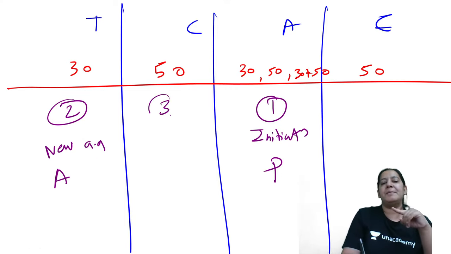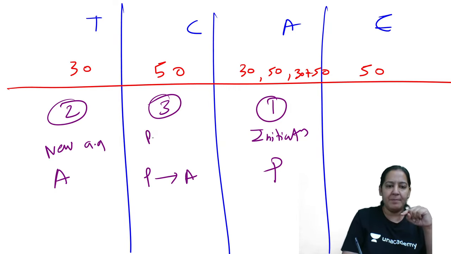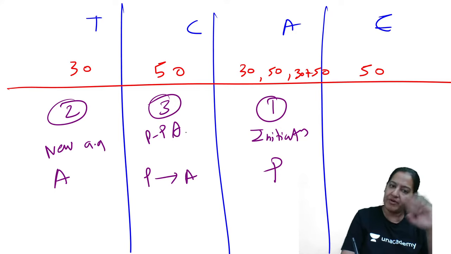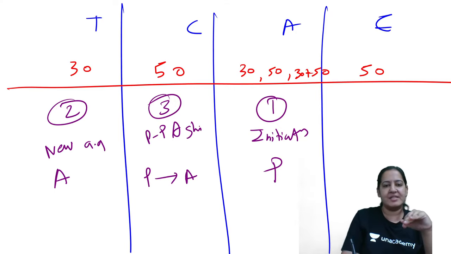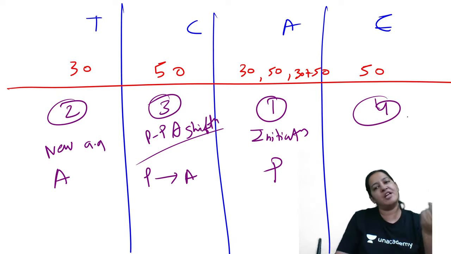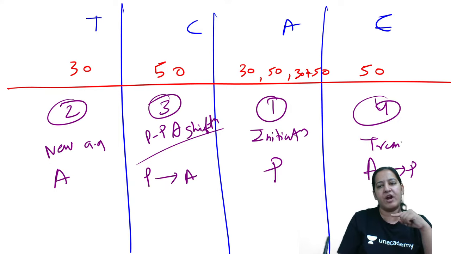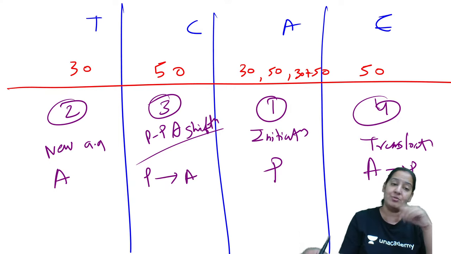Step number 3 is inhibited by chloramphenicol. That is, it inhibits the P2A shift, that is peptide bond formation and shifting of pre-existing to new. Translocation of pre-existing to new is not possible. And step number 4 is inhibited by erythromycin, that is the A2P shift. That is translocation of the complete ribosome by one codon. I cannot simplify more than that.